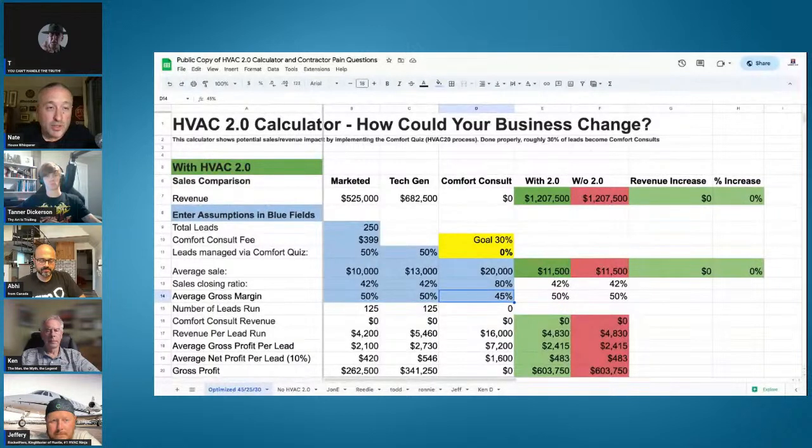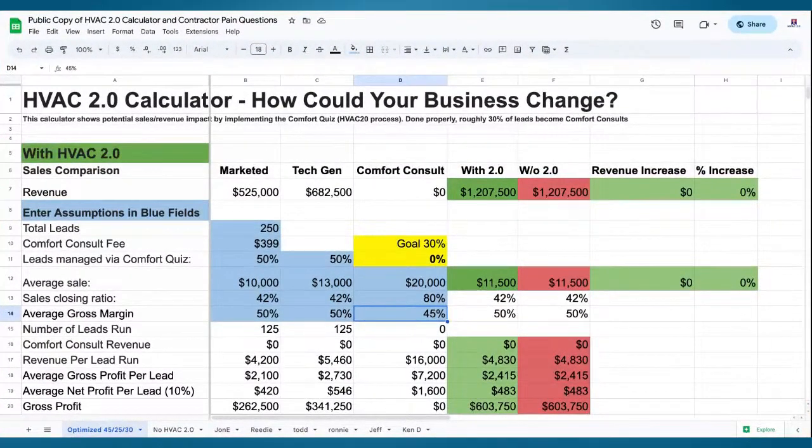So there's a lot that you're looking at on the screen at the same time. But look at the top here for starters. So sales comparison. This is marketed leads. These are leads that come in from wherever you market to, be that out of the phone book or Google in my business, things like that. So your marketed leads, that's one chunk. The next chunk are tech generated leads, which is your other typical ones. This is the reason to have a service department.